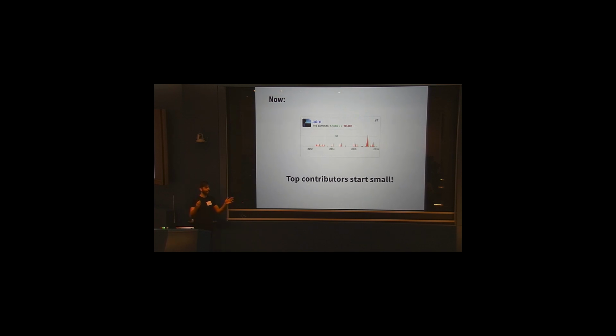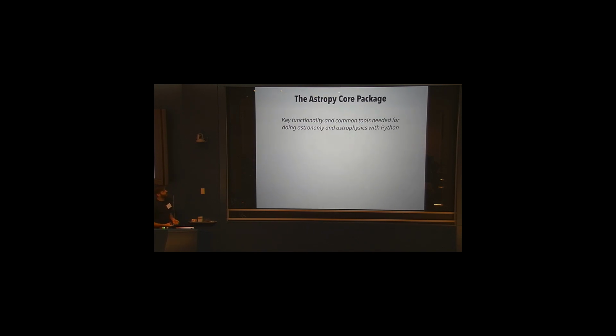When you look at the Astropy code now, it looks like there's so many different modules, so many different sub-packages. How could I ever get into that since there's so much context behind it? Start with a small contribution. Okay, so what is the core package?